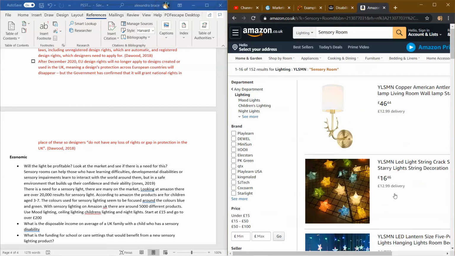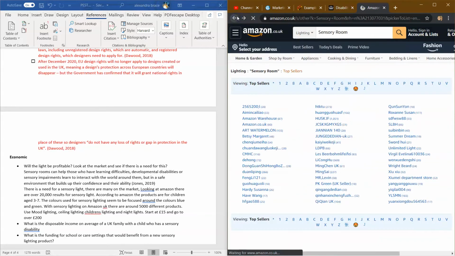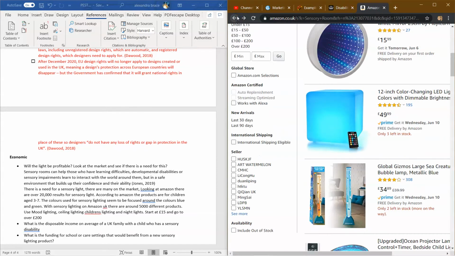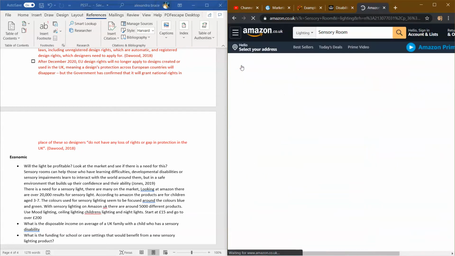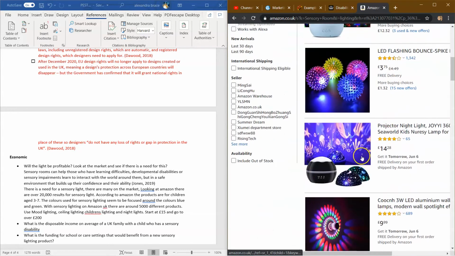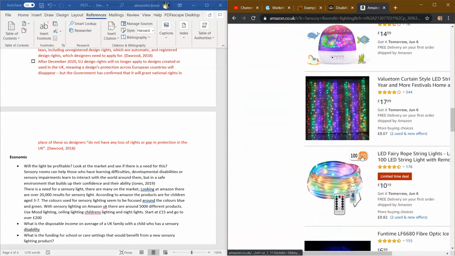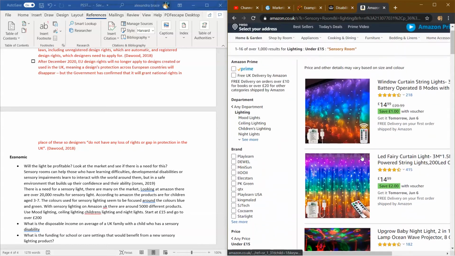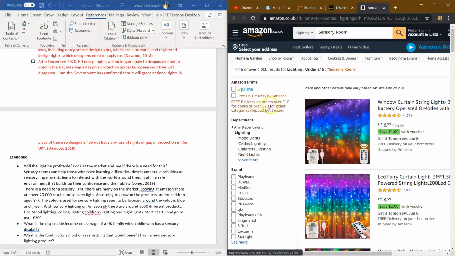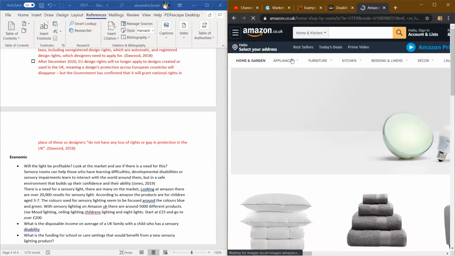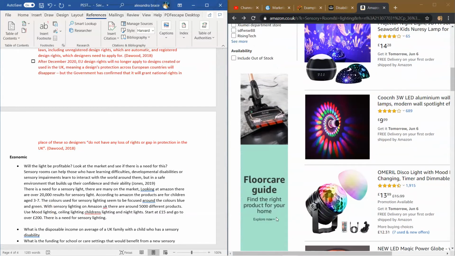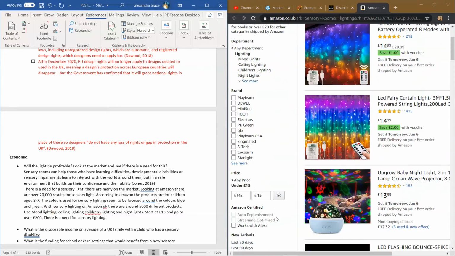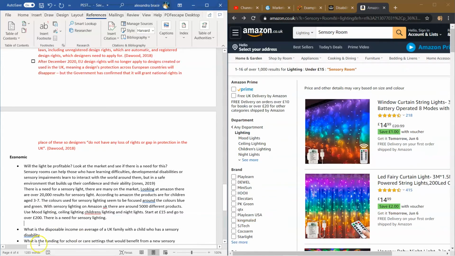So it's a good way of just looking at the market and seeing what's out there for your customer. If you were looking at under £15, then you can have a look at what's available for that price range as well. So there seems to be a need for it. Just looking at that would give you a good idea of how to look at the market and see what's available.